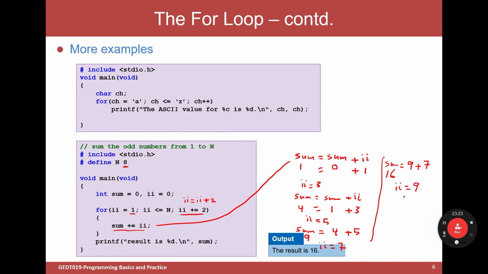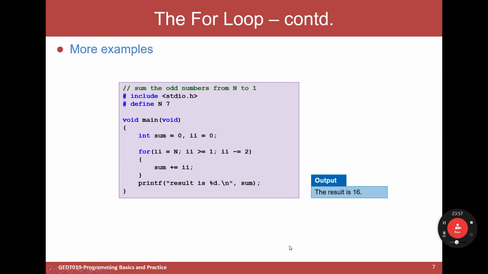Okay, here we go. So now check, is 9 smaller than or equal n? No, that's not true. Is 9 smaller than 8? No, that's not true. It's false. So if this one is false, stop. So what will be the sum here? The last sum was 16. So that's it. This is how this example works. You can try this one and it will give the same output. The result is 16.